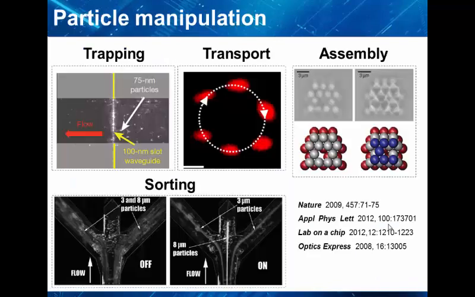The outline is as follows. Particle manipulation refers to the trapping, transport, sorting, and assembly of micro nanoparticles. Precise particle manipulation can provide medical particles, cells, DNA, and proteins with necessary tools for studying their mechanical, physical, and chemical properties.